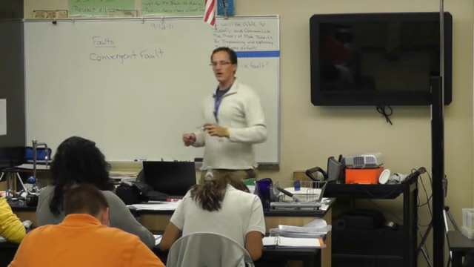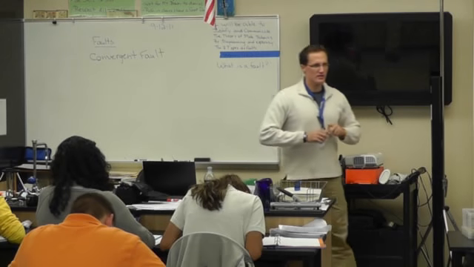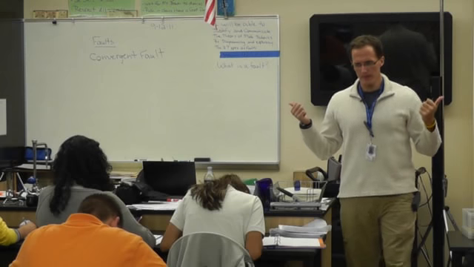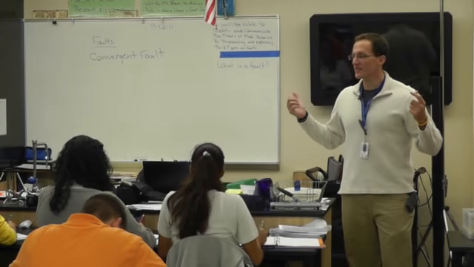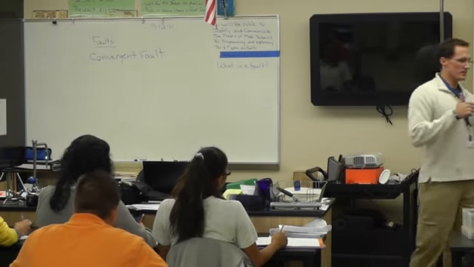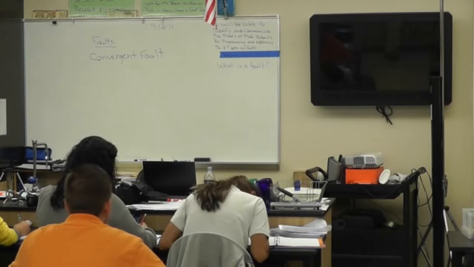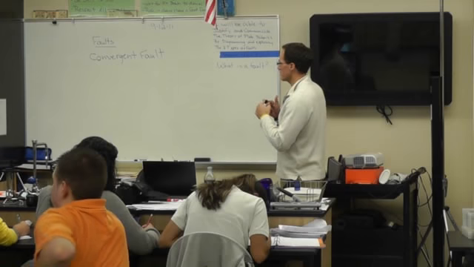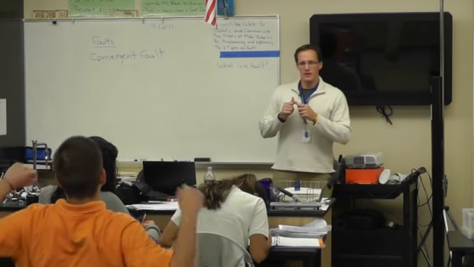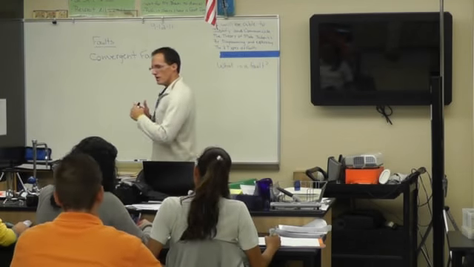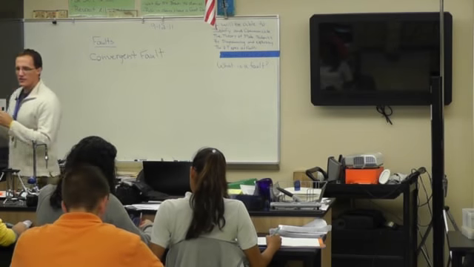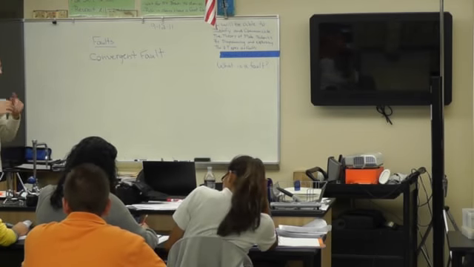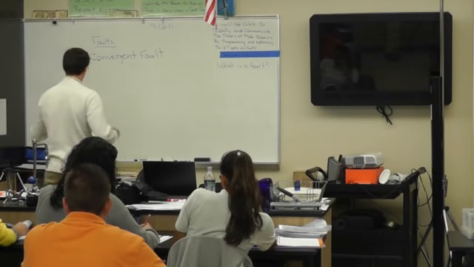So convergent fault is the opposite of divergent fault. Divergent fault is where the seafloor is spreading. Convergent fault is where the seafloor is coming together, or where two plates are coming together. Let me rephrase that. All right. So if we look at convergent, there are three types of convergent faults because there are three ways that seafloor and continental crust can come together.